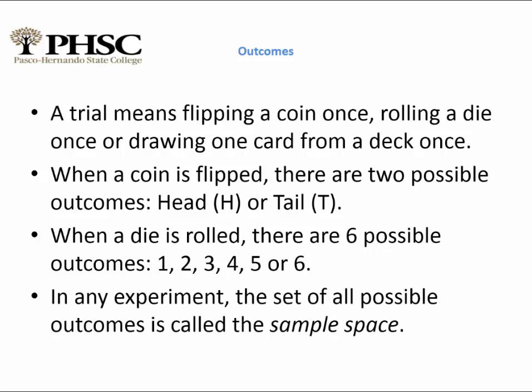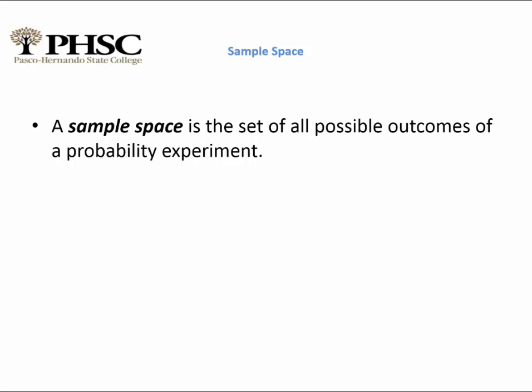In any experiment, the set of all possible outcomes is what we call the sample space. For the flip of one coin, the sample space is just heads or tails. For the roll of a die, the sample space is 1, 2, 3, 4, 5, or 6. So a sample space is the set of all possible outcomes of a probability experiment. We can talk about what a set is during the class meeting we'll have next week.